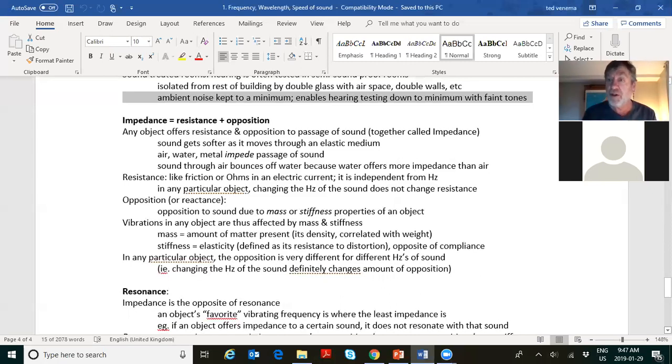Now this is a fork full of a different food. Okay? You've eaten your potatoes, now you're digging into your corn. So look at it like that. Just a different topic, always indicated by bold-faced writing, indicating another topic. So here we go. You've got three words here. Impedance equals resistance plus opposition.